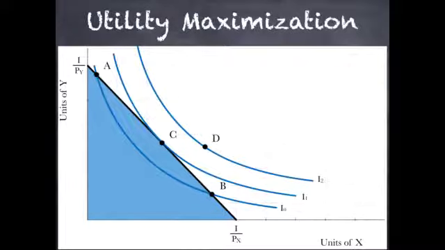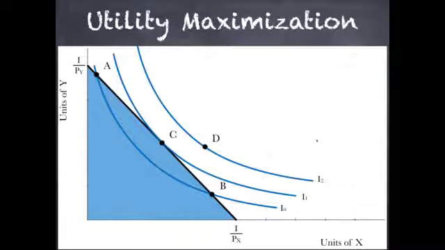Point D is not affordable. Point D is to the exterior of the budget constraint. Since the budget constraint represents the maximum amount of combinations that we can afford to purchase, all right, that is the most that we can afford to purchase. The budget constraint, this is the limiting factor on what we can afford. Since point D is outside of that, we don't have the income to purchase the combination represented by D at the particular prices that we have.